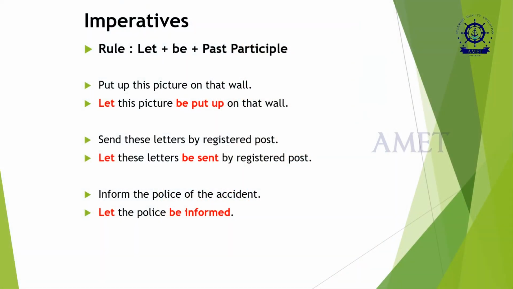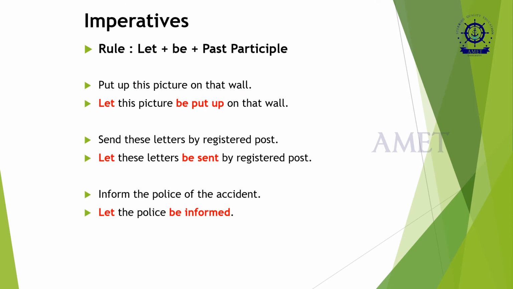Let us see the next one, imperative passive voice. For this we have a different rule. A passive sentence must begin with let. After that we have to use the subject, then the be form and then the past participle. The major difference is that we have to use the word let at the beginning. See the example: put up this picture on that wall. In this sentence first we have to identify the subject. This picture is the subject, so just take that.